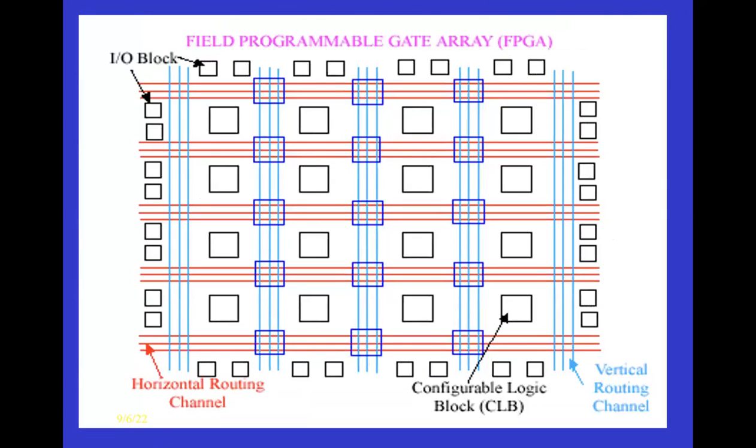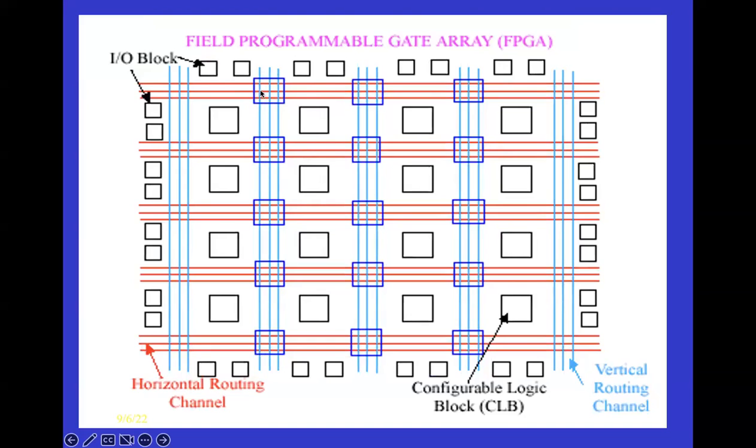Now, if we dive deep into it, this is an example taken for an FPGA. This is the same IO block. This is your horizontal routing channel, and this is your vertical routing channel. Vertical routing channels are given in light blue, and horizontal in red. These are all your logical cells, and how you connect between them.